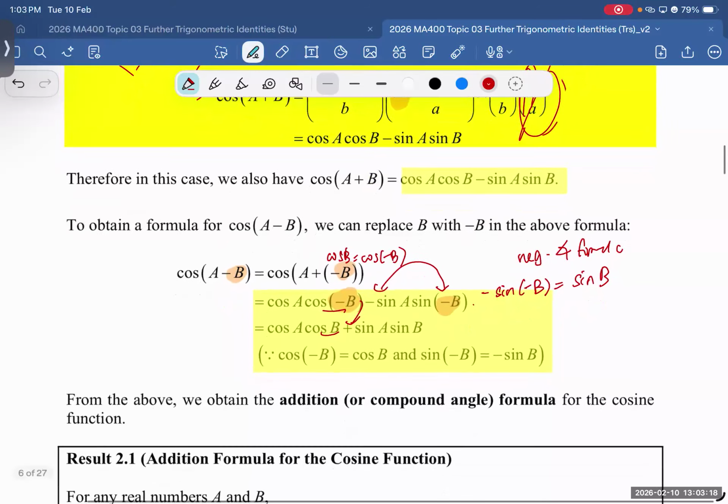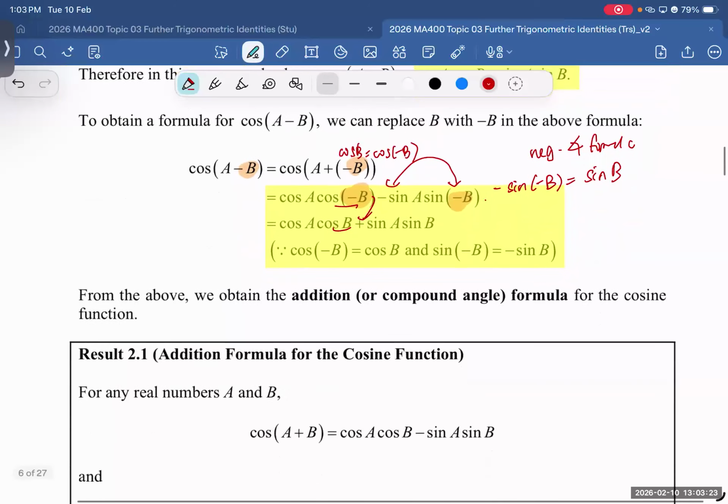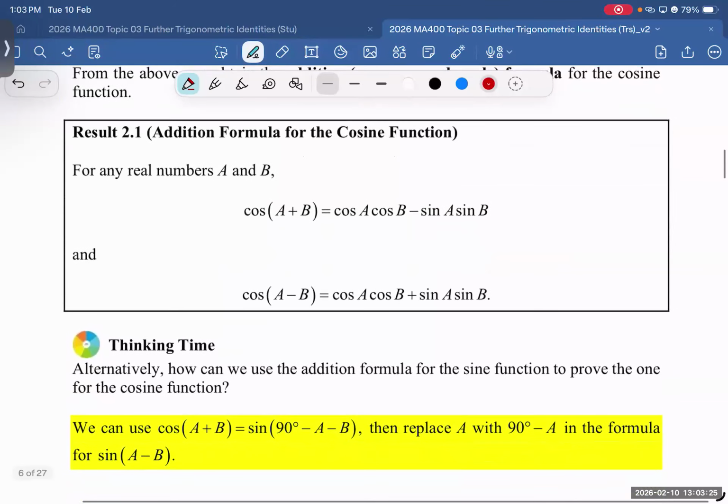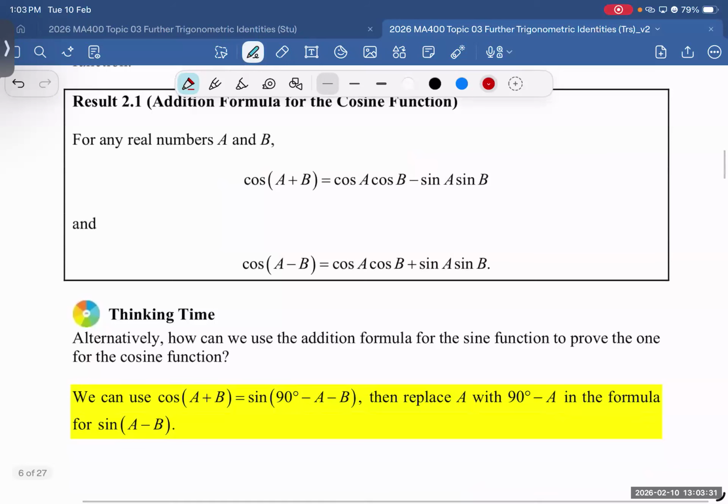Okay? So with that, we are done. Now, can you try? This one nothing fun. Can you try to prove for tangent? Can you try activity 2.3? Page 7. Try to prove activity 2.3. If you can do it, good for you. Cannot do, never mind, I go through it.